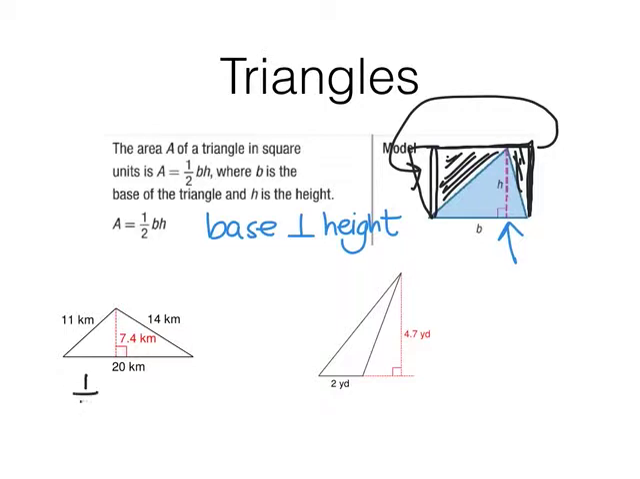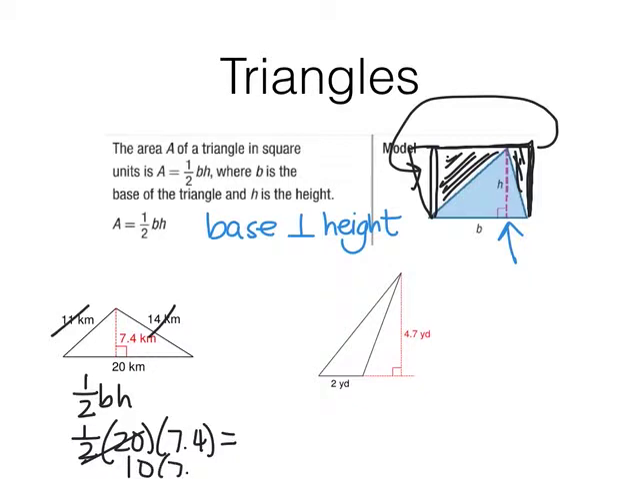So in this one, I'm going to have 1/2 B times H. That's 1/2. The base is 20. The height is 7.4. Both of these distances were given to you to be misleading, really. You don't need them. They're extraneous. Now you can do this in whatever order makes the best sense. I'm going to do 1/2 times 20 because that's easy. That's 10. And multiplying by 10 is just moving a decimal point once. So 74, and it's square kilometers.